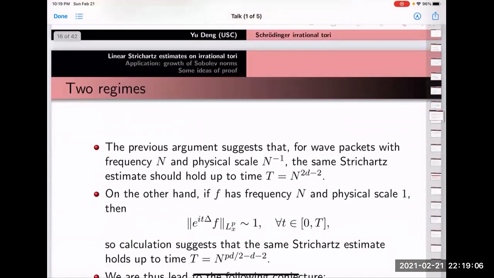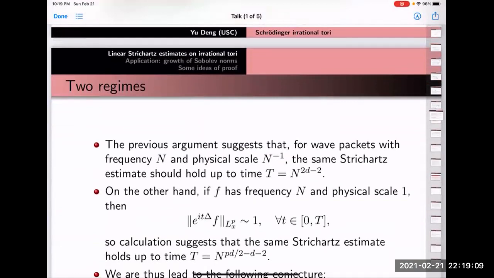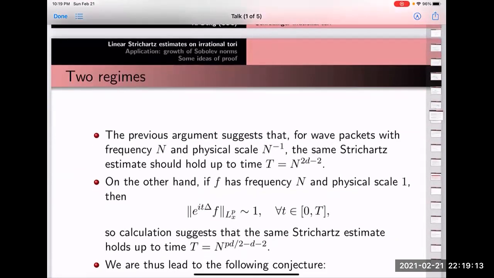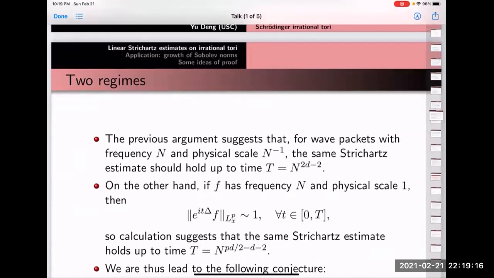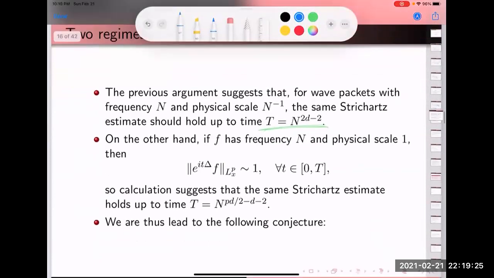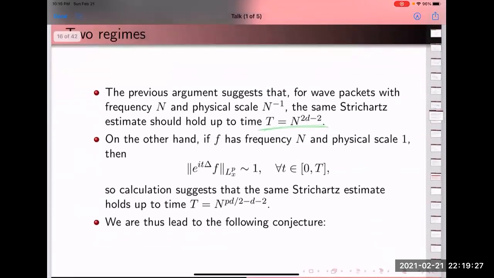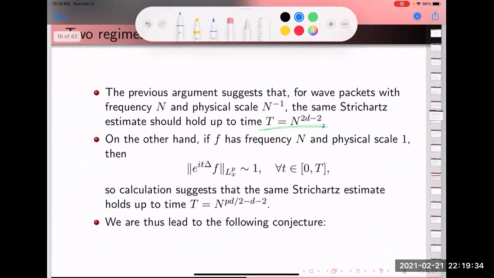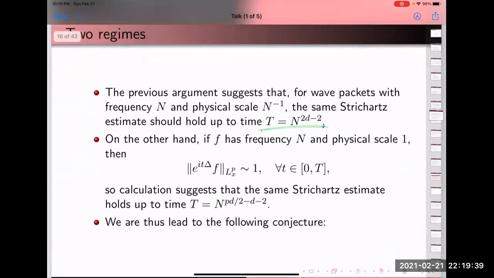Okay, so now this is the thing that we would guess, that suppose we have a wave packet of frequency N and we have a physical scale of 1 over N, then the same Strichartz estimate we would expect to hold up to time T equals N to the 2d minus 2. Okay, so it turns out there is another scenario that we also need to consider, which plays a role. So this value, N to the 2d minus 2, plays a role for large T, and this second scenario plays a role for smaller T.